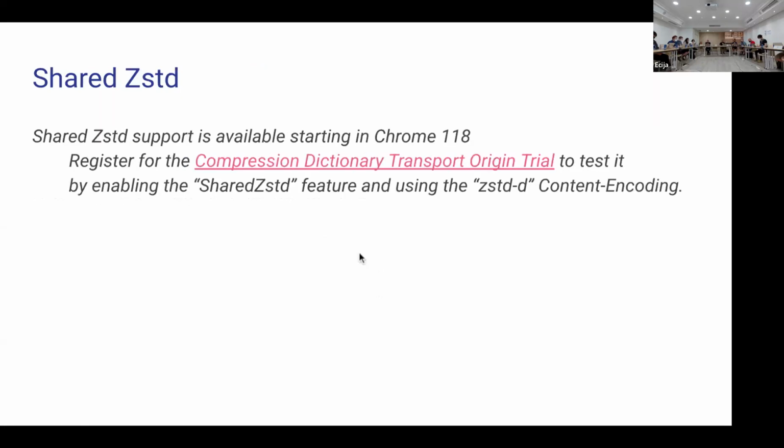As an aside, we've been talking about compression dictionary transport in the working group, so I just want to mention that shared Zstandard support is also available in Chrome 118. If you want to try it, register for the ongoing compression dictionary transport origin trial, and if you enable the feature flag and use the right content encoding header, it should work. The Zstandard work complements the shared dictionary work. Plain Zstandard will get wins over plain Brotli or other schemes, and compression dictionary transport will give you additional wins over that.